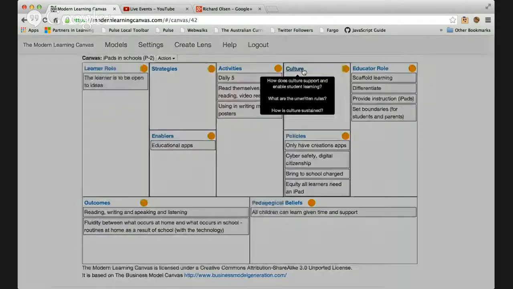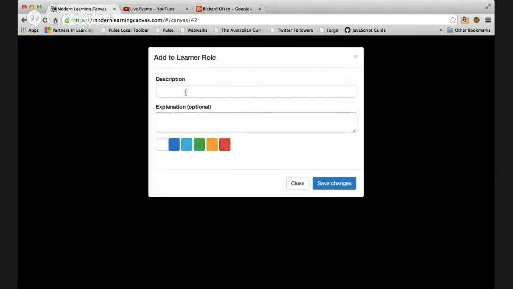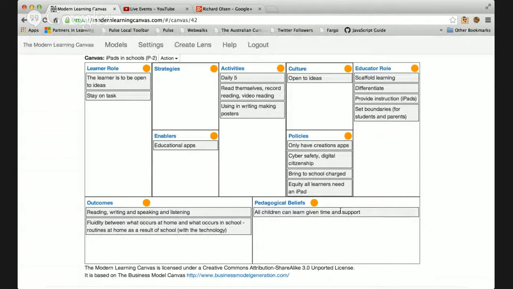Okay, so we put that in culture as well. Yeah, I'll put it in both places at the moment. To stay on task is a thing they have to come to terms with, quite early. Staying on task, and we just have lessons where staying on task is the object. Anything else?